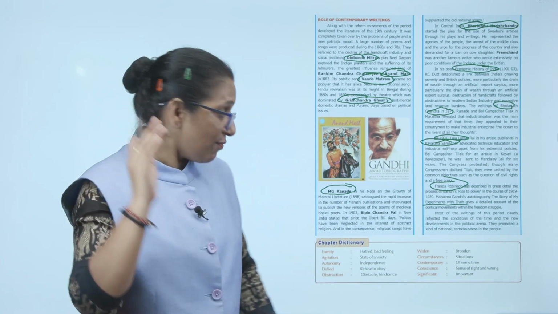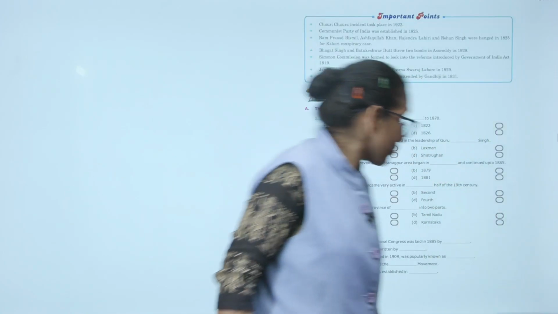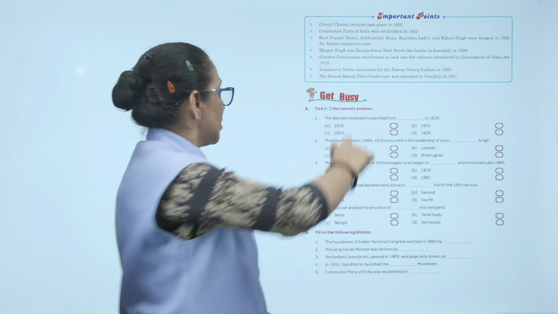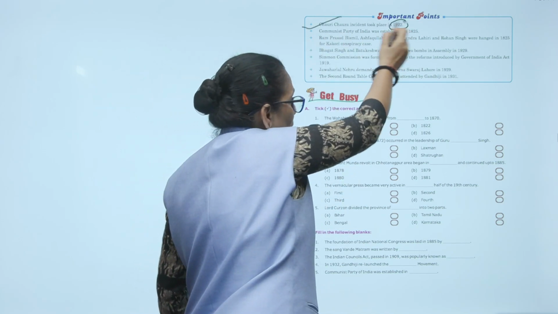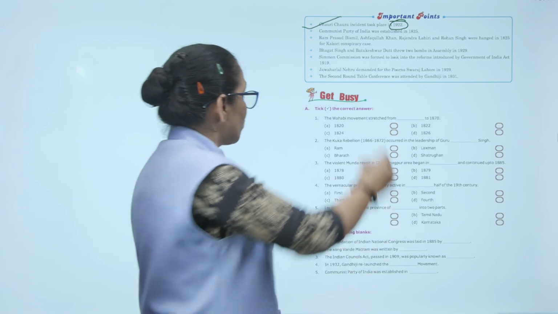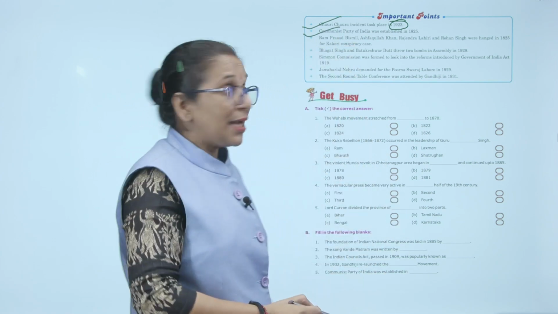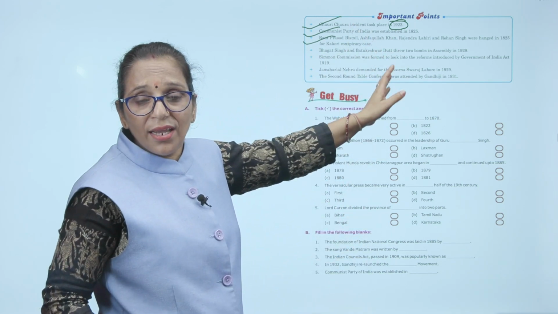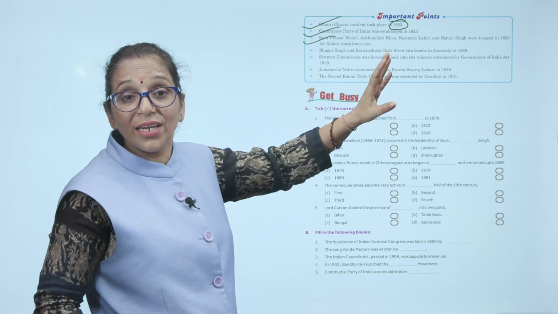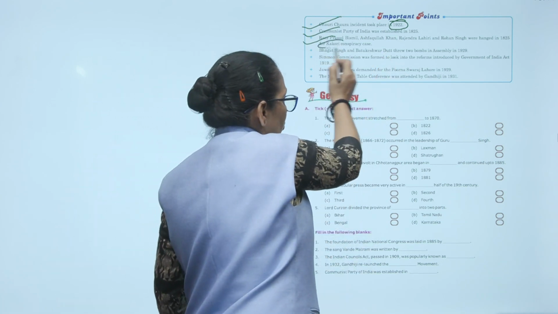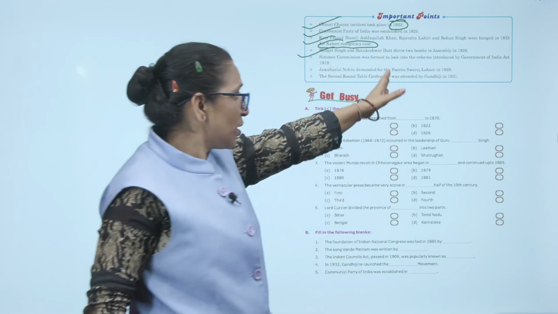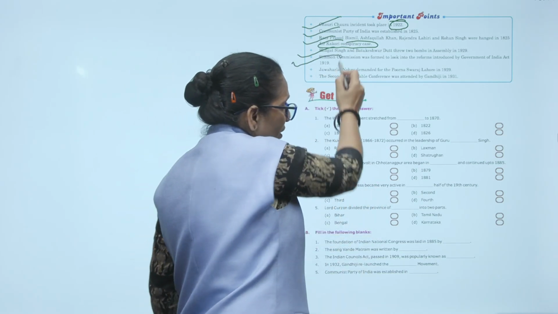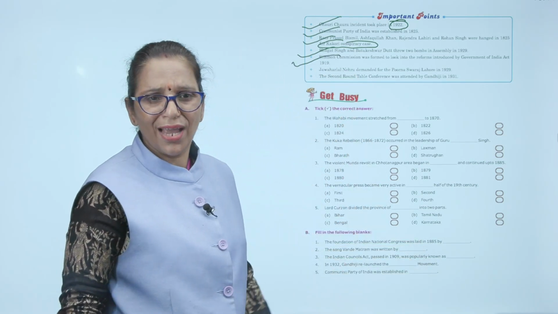Let's do the quick revision. What we have discussed in this chapter: the Chauri Chaura incident. These are the important points: it happened in 1922 at Gorakhpur in UP. Then the Communist Party of India was established in 1925. After that, Ram Prasad Bismil, Ashfaqullah Khan, Rajendra Lahiri and Roshan Singh were hanged in 1927 for the Kakori conspiracy case. Then Bhagat Singh and Batukeshwar Dutt threw two bombs in the assembly in 1929. The Simon Commission arrived in India to introduce some reform in the Government of India Act 1919.